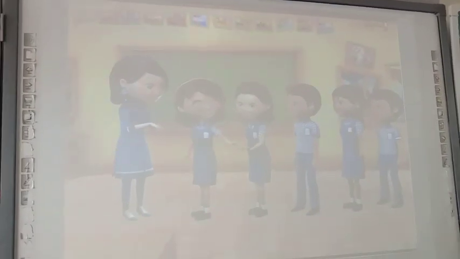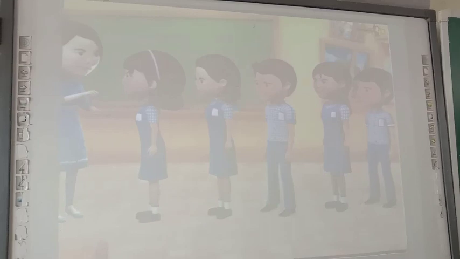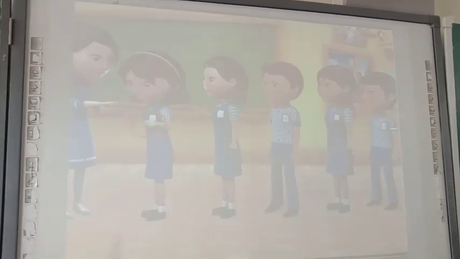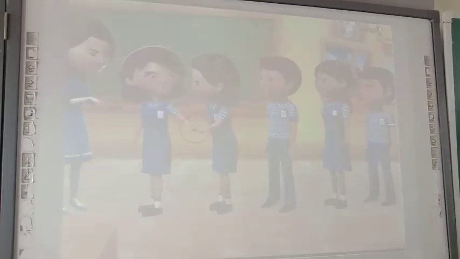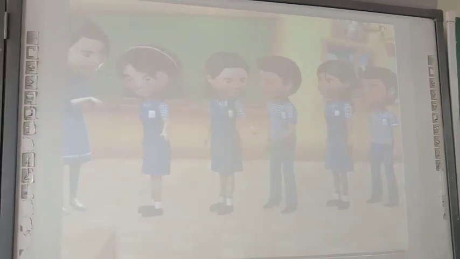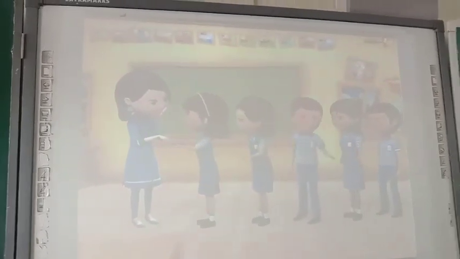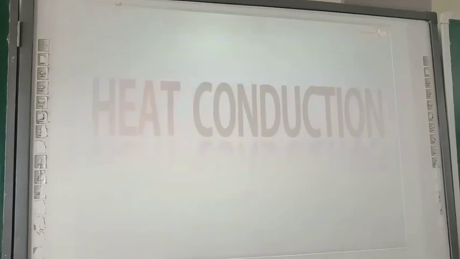Here we can see that some students are standing in a queue. The teacher wants to pass a chocolate from the first student to the last student without changing their position. She gives the chocolate to the first student who is nearest to her. After that, the first student passes the chocolate to the second student. The second student passes it to the third one, and so on. The process continues till the chocolate reaches the last student. This process of transferring the chocolate is similar to the phenomenon known as heat conduction.